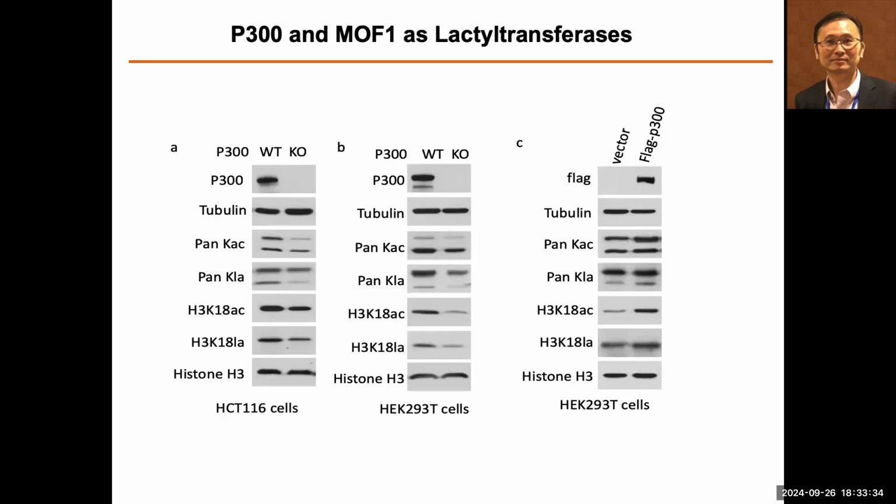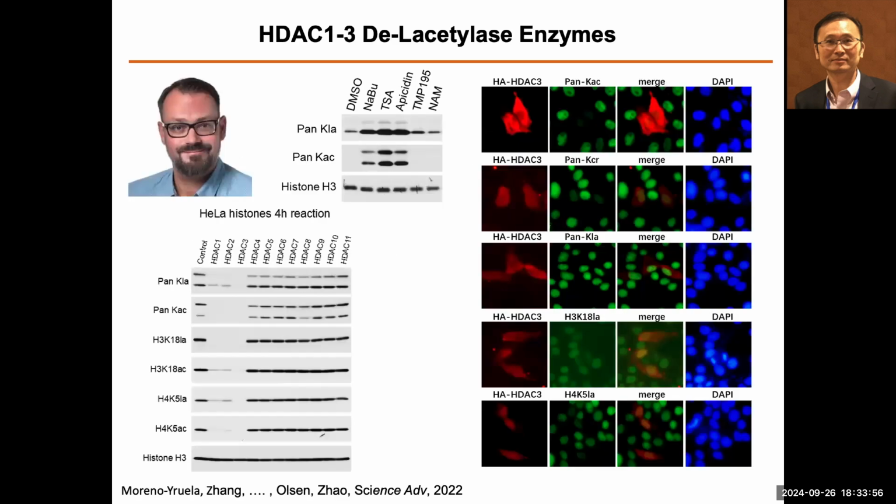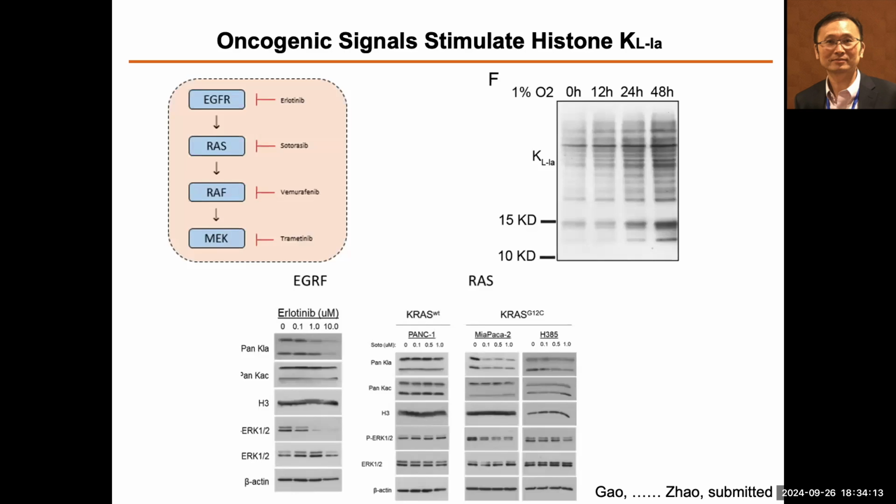After confirming this modification, we tried to identify regulatory elements for this pathway. We want to study the biochemistry and the functions. Here are some examples. We show that P300 and MOF, two acetyltransferases, can catalyze histone lactation reactions. We show that HDAC1 and 3 can serve as histone delactylases. They can remove histone lactation, not only for acylation, but also for lactation. In the cultured cells, among all the experimental conditions we studied so far, oncogenic signal can elevate glycolysis and histone L-lactation.